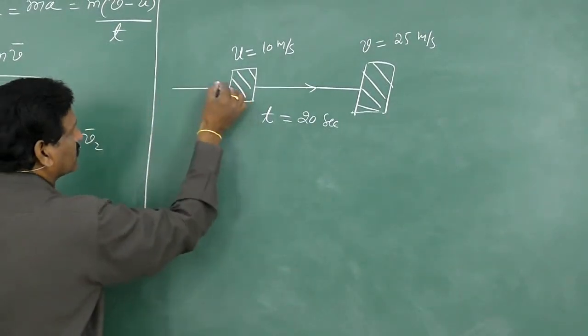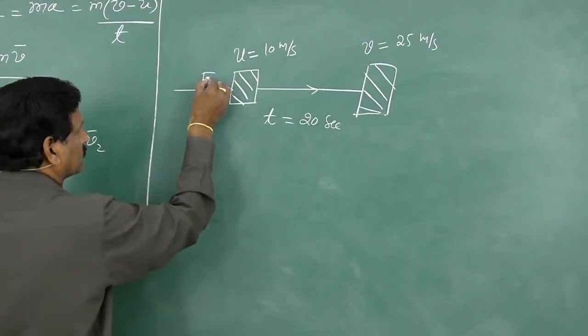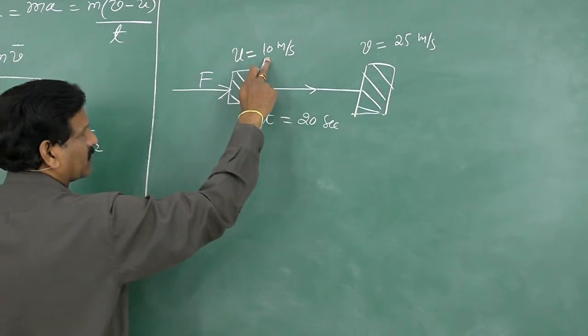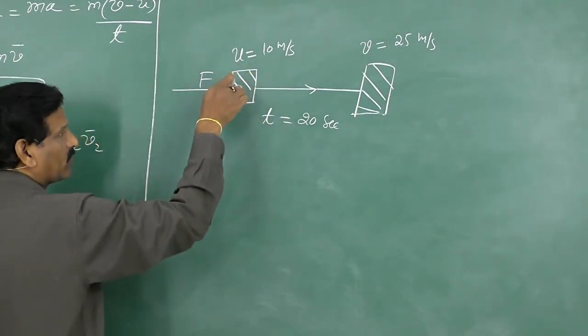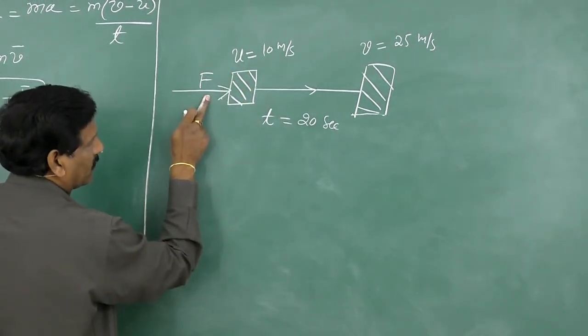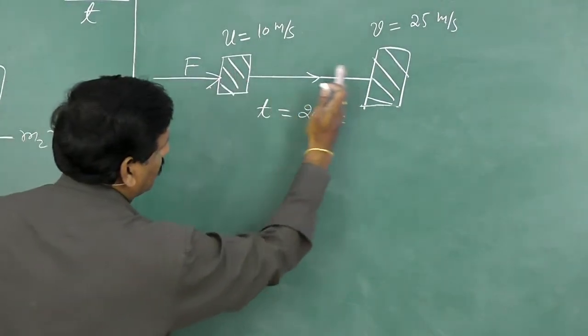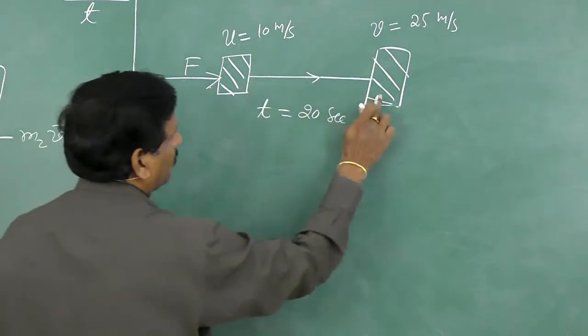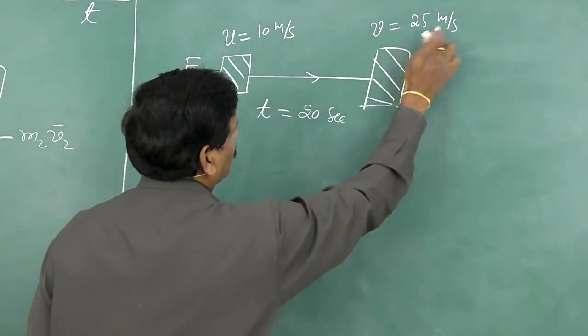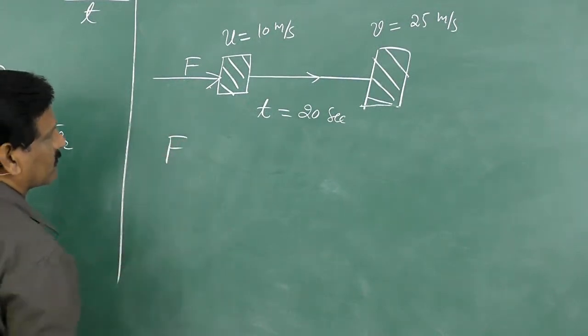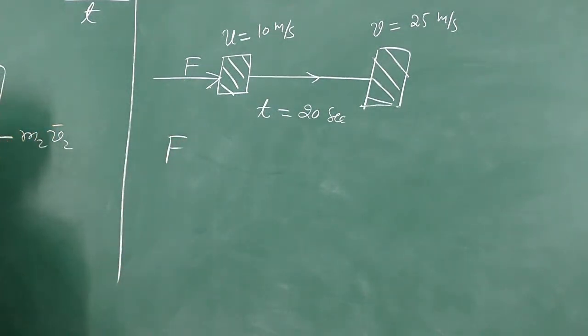So here force is applied like this. The body is initially moving with a velocity of 10 meters per second. Upon this moving body, force is applied like this. And this force acts for 20 seconds. Because of this force, after 20 seconds, the body acquires a velocity of 25 meters per second. Now we have to calculate the force applied here. F is equal to how much?